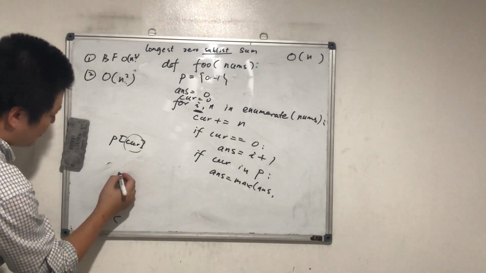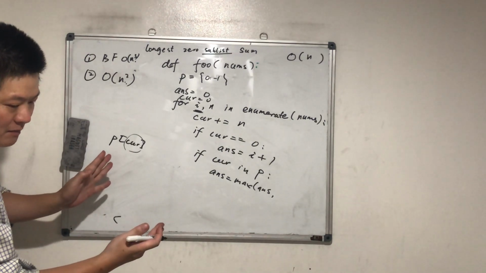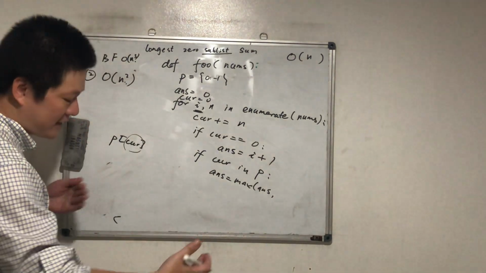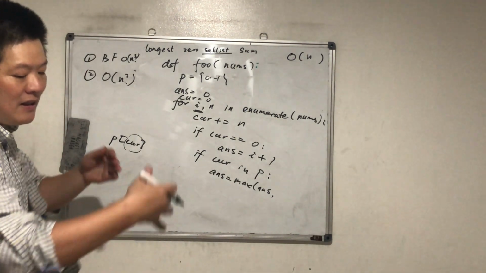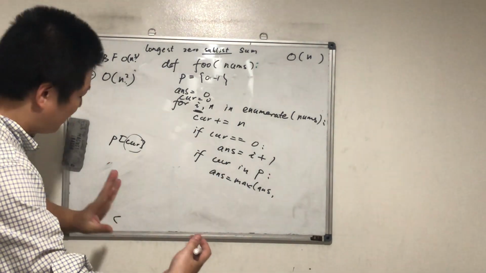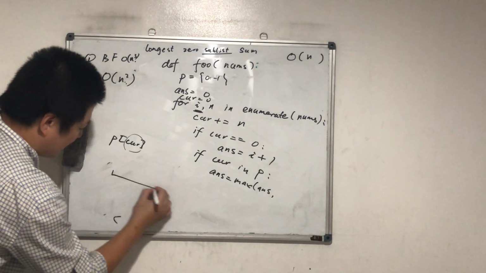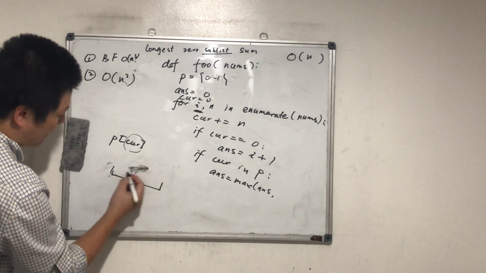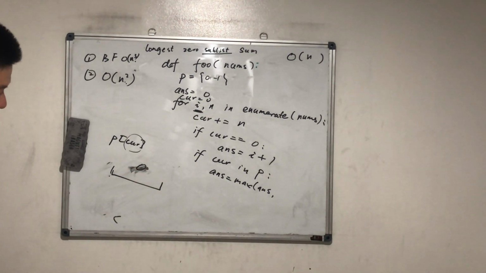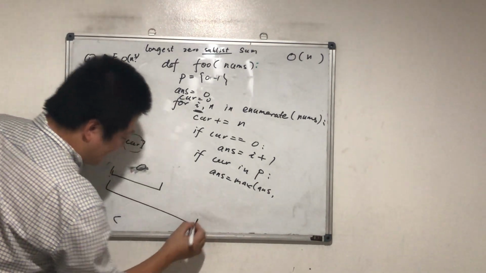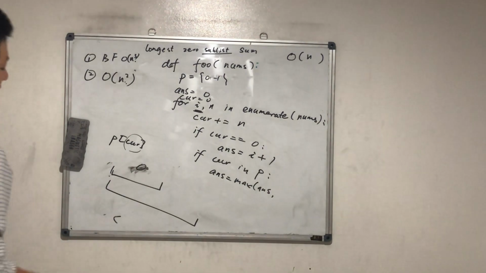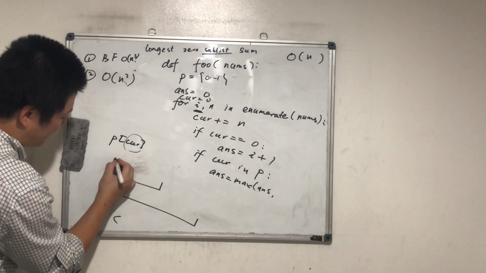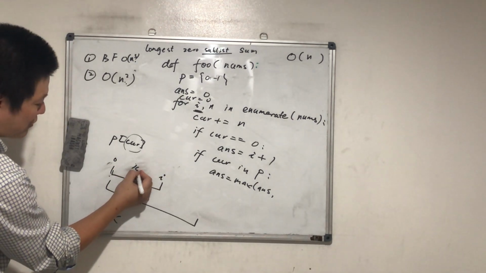So why is this working? Look, if there are two prefix sums and they are the same, what does it mean? If I draw it this way, from the beginning to here, this is 100. And later, I found out this is also 100. The sum from the beginning to this point i is 100.